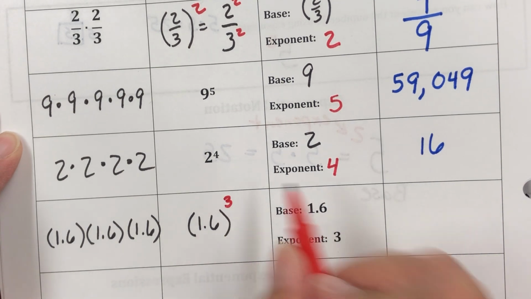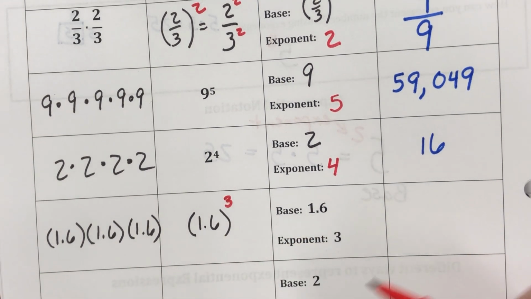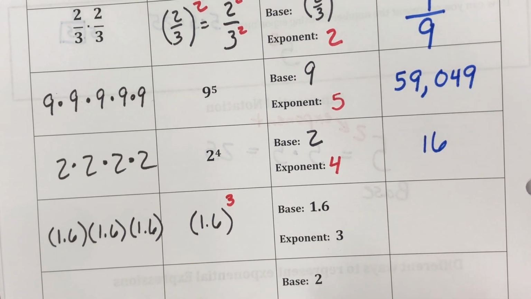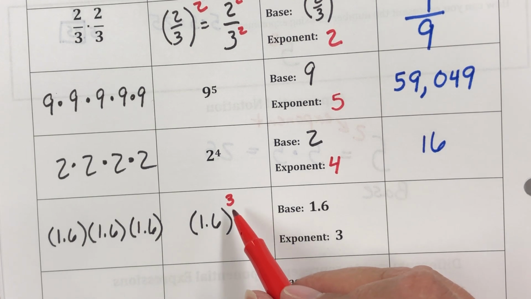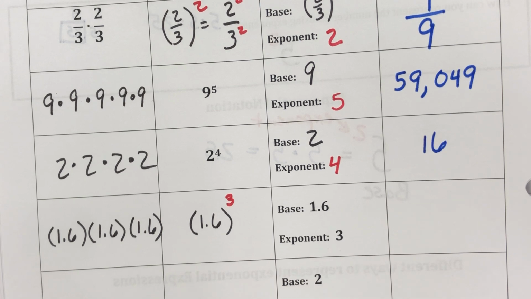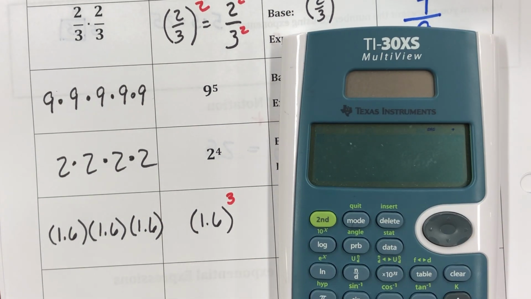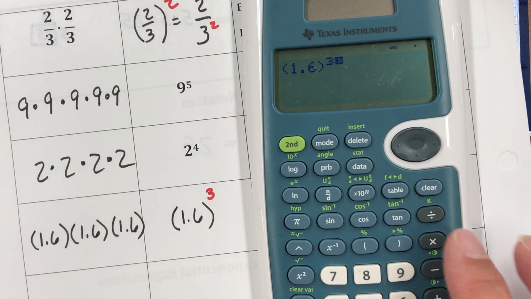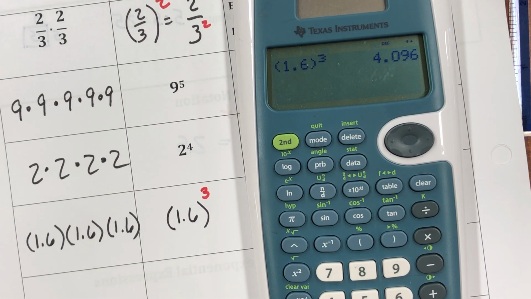You might notice I keep changing colors when I go to the exponent. That's because sometimes I'm a little sloppy when I write, and I want you to clearly see that that's a small number up and to the right of my base. Your exponent should be clearly smaller font than the rest of your work. So parentheses, 1 and 6 tenths, little up arrow, to the third power, and let's see what we get.